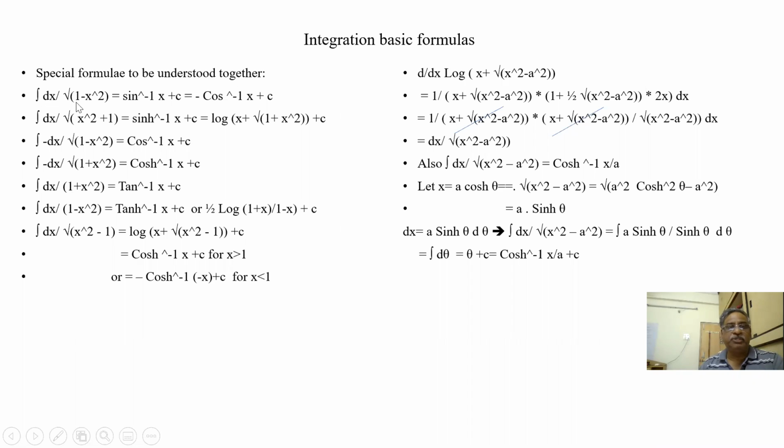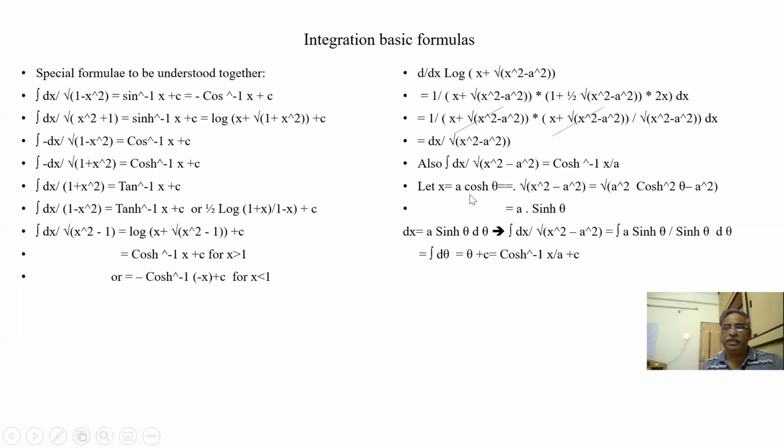So here, integral dx by square root of 1 minus x square is simply sine inverse x plus c. Or if it is minus, dx by square root of 1 minus x square is cos inverse x plus c, or we can write it as minus cos inverse x plus c. Similarly, dx by square root of x square plus 1 or dx by square root of x square minus 1. You see these two terms. This can be written as log of x plus square root of x square plus 1 plus c, or log of x plus square root of x square minus 1 plus c.